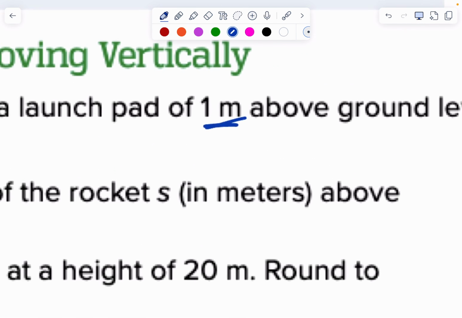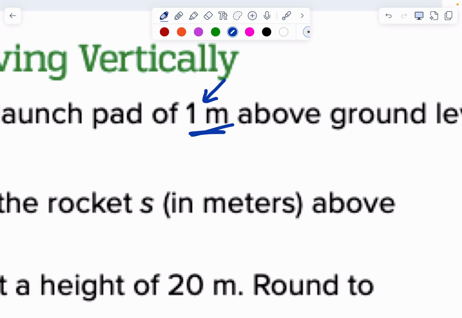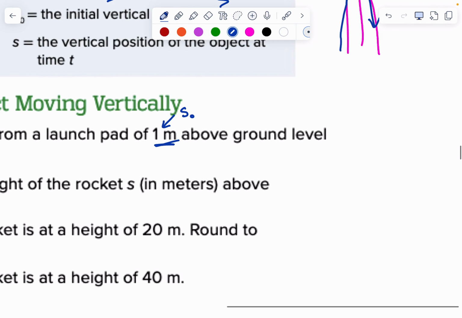Okay, so what is the 1 meter representing? The S naught. That's my initial. The naught is like S at a time of 0, right? What's the height at 0 time? It's 1 meter above ground. So that tells us that our G is going to be what? 9.8, because we're in meters per second, that unit, right?